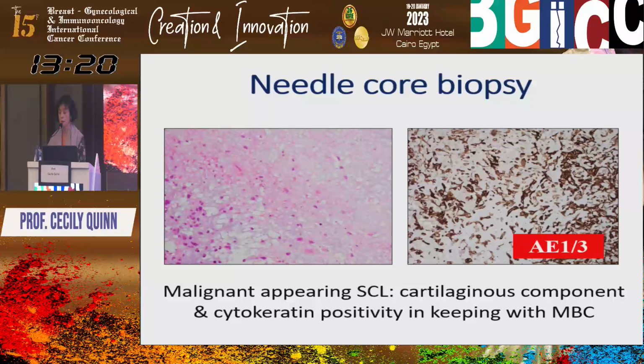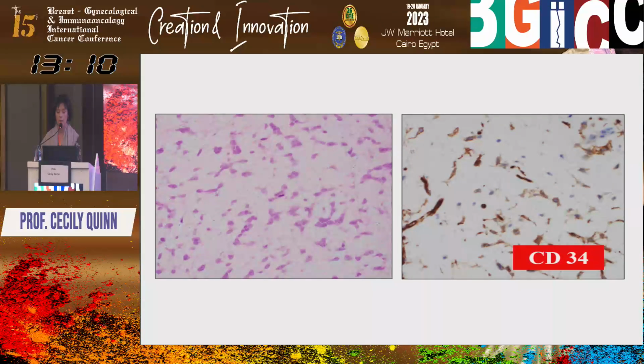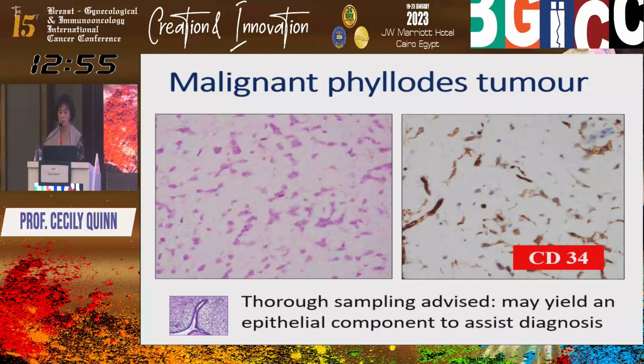Interestingly, this lady also had a positive lymph node, which we don't often see in metaplastic carcinomas. They tend to spread more via the hematogenous route. Here is an example of a malignant phyllodes tumor, and of course, if we have a malignant appearing spindle cell lesion and nothing else, that's a big consideration. And here we do have some CD34 positive, but clearly you need to ensure that it's cytokeratin negative, and thorough sampling is advised on an excision specimen because you may find an epithelial component that helps with the diagnosis.